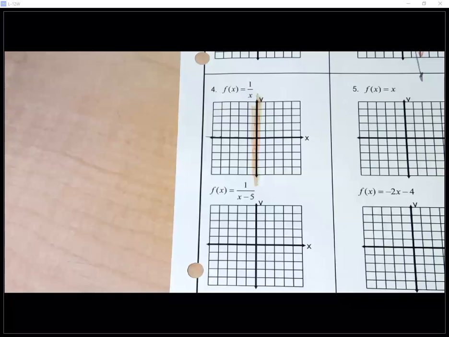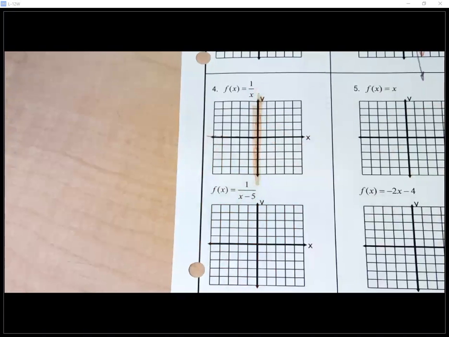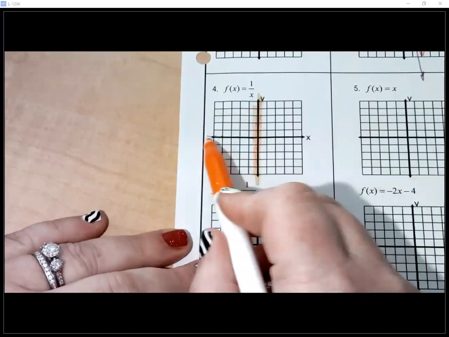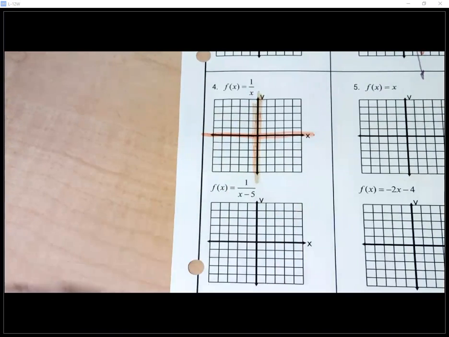All right, so I can't ever plug in 0 for x. What value will I never get out for y, therefore? 0. No matter what you plug in for x, you'll never get out a y value of 0. So I end up having these two asymptotes here.